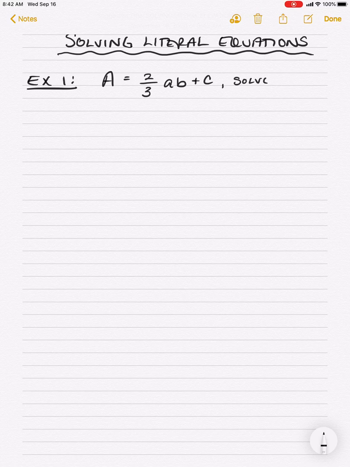So we are going to solve for a, for little a. We have to look at this and decide what our entry point is. Since the a is here, I'm going to start by subtracting c from both sides. And so what I get is a minus c is equal to 2/3 ab.